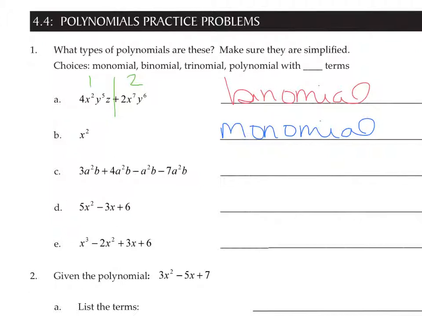In part C, I'm going to look for like terms. It seems like these first terms are all like terms, aren't they? They all have a squared b. So we need to combine them, simplify, before we can classify. So we have positive 3 and positive 4 make positive 7. Well, positive 7 will cancel with negative 7, so these three terms actually cancel each other, and this is the only term we'll have left. And of course, being one term, it will be a monomial.